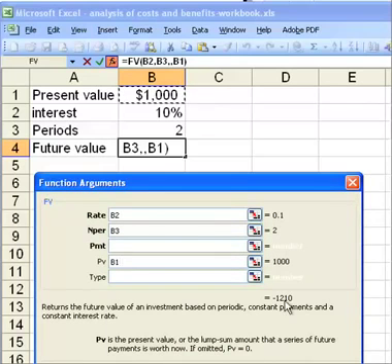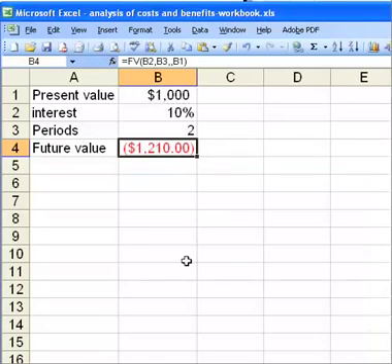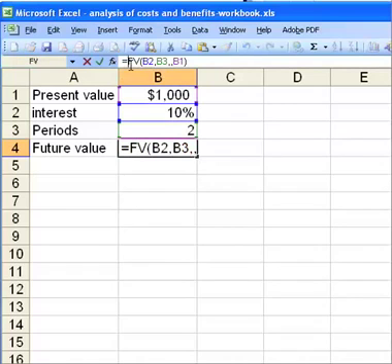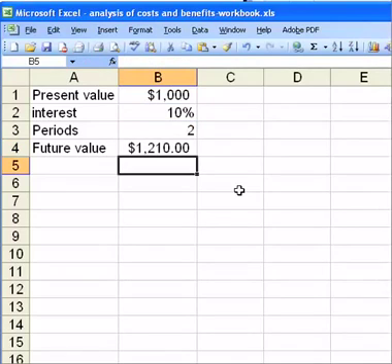And you'll see that Excel solves the future value and puts in $1,210. Now it shows it in red because it is assuming that we're making payments and that we're going to pay an amount equal to a present value of $1,000. However, we know what it really means, and that's our answer, $1,210. Now if you wanted, you could put a negative sign in front of the future value and get that as a positive number.